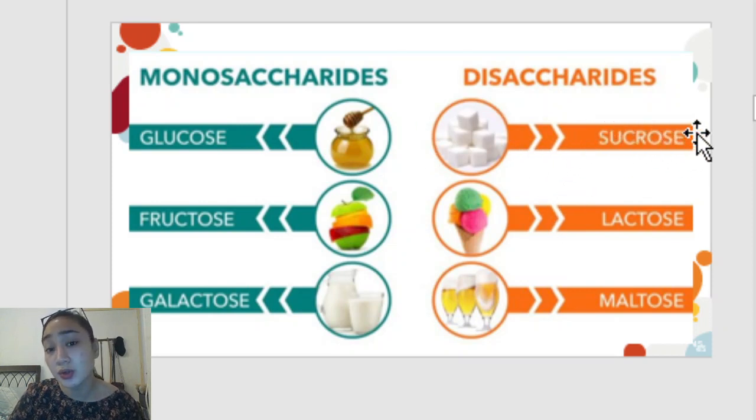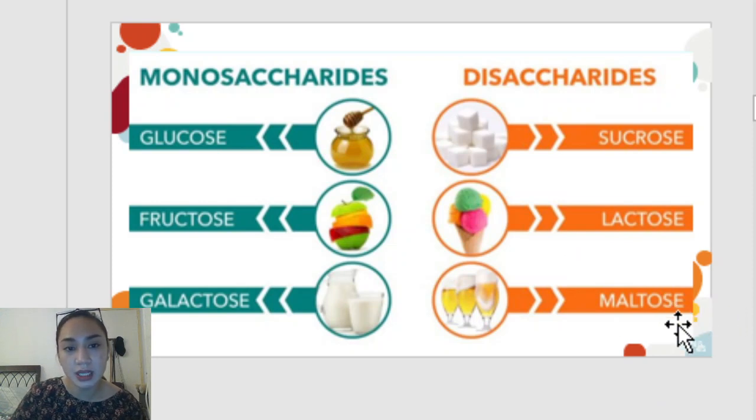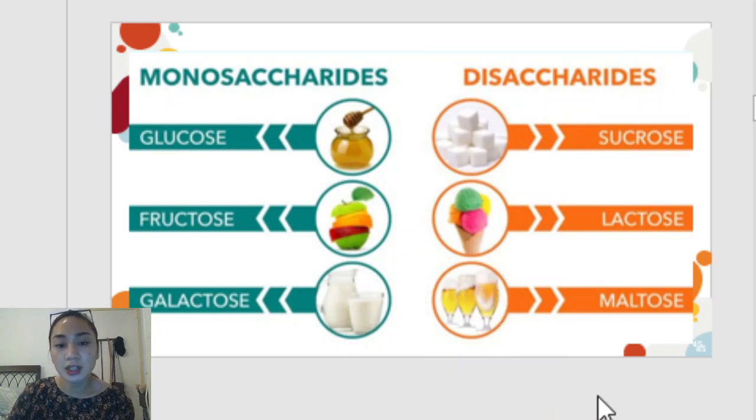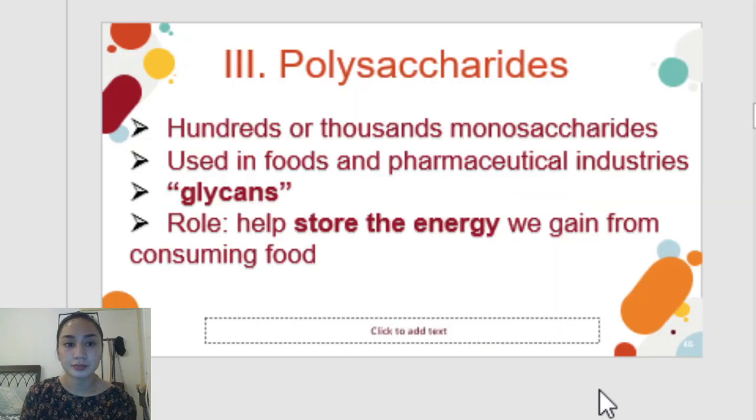sucrose. What is sucrose again? Sucrose is a combination of glucose and fructose. Okay? Glucose and fructose combined make sucrose. And then, we have lactose, a combination of glucose and galactose. Maltose, on the other hand, is a combination of 2 glucose. Our maltose is the sugar that we find in beer products. Malt, okay.